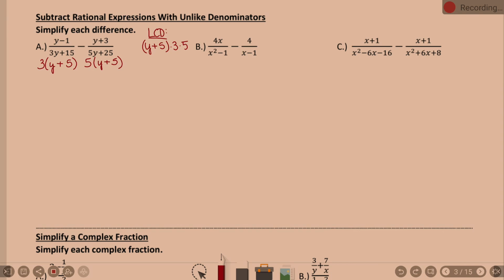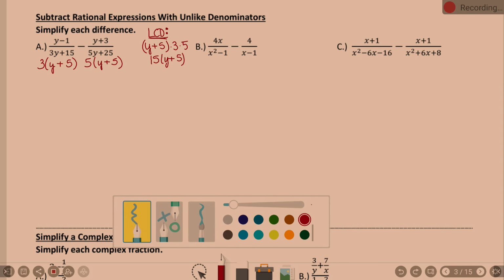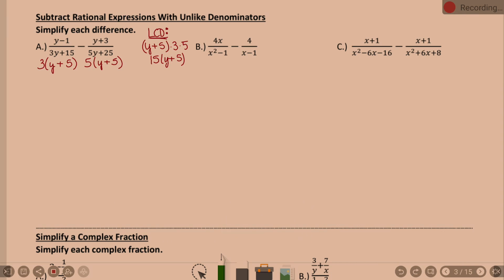What do we know about 3 times 5? 15. So this could also be written as 15 times y plus 5. Okay. Let's start working on our problem then. My common denominator, I think for this first step, I'm going to write it as 3 times 5 times y plus 5. If you went ahead and wrote it as 15 times y plus 5, that's awesome. That's fine.